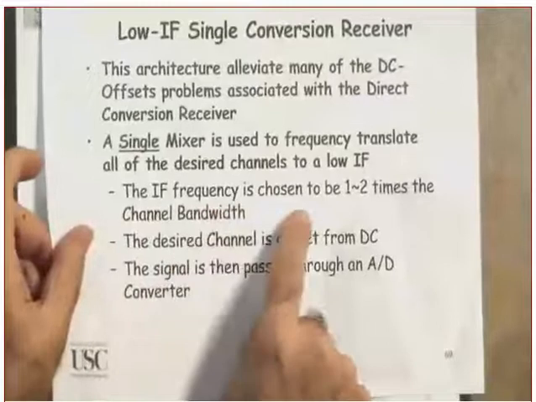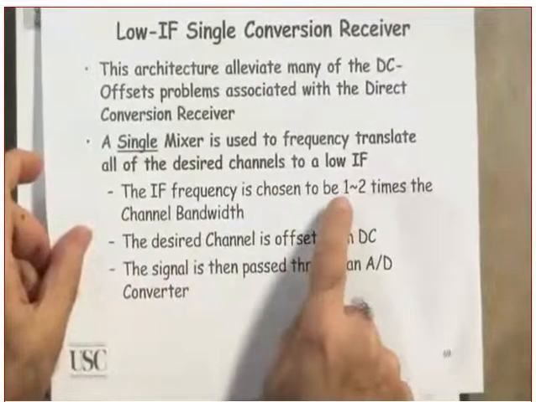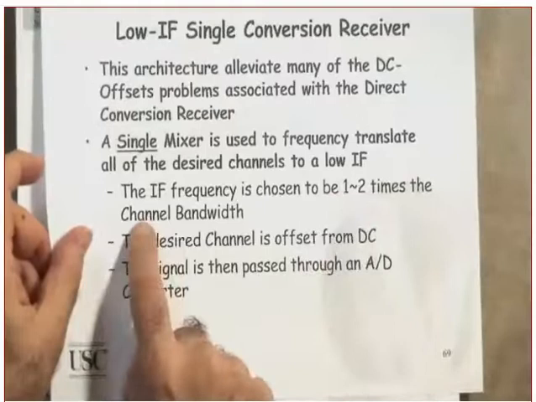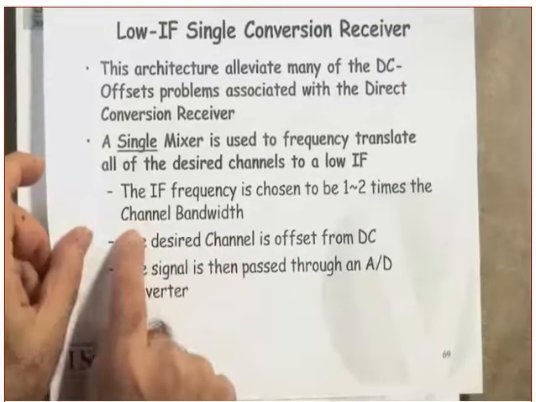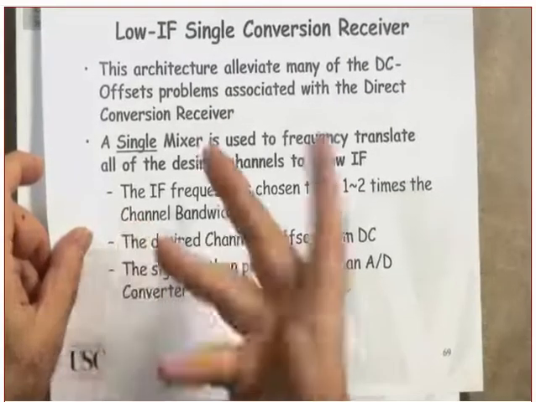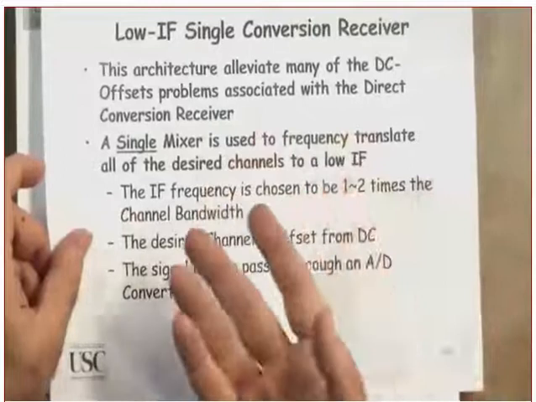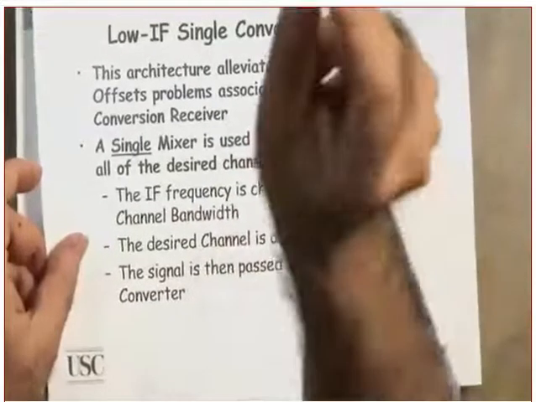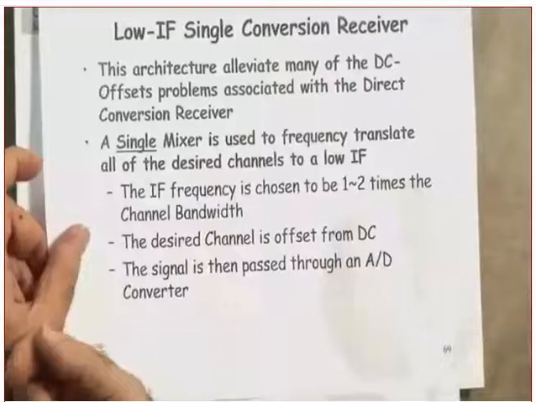The IF frequency is chosen to be roughly 1 to 2 times the channel bandwidth. What channel bandwidth? The desired channel. And the desired channel, if it is a narrowband channel, 1 to 2 times is still small. Did you understand what I just said or not?